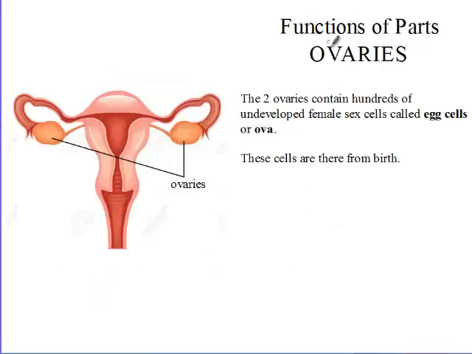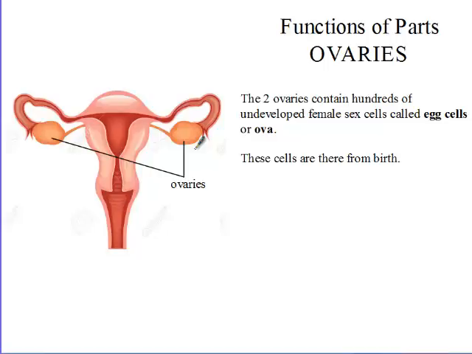Okay, let's take the first part and then talk about it. Now, this is the female reproductive organ. It is made up of these things we call the ovaries. They are two in number. The two ovaries contain hundreds of undeveloped female sex cells called egg cells or ova. Now, from the time the female is born, these things are there.